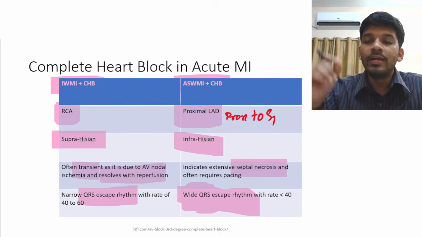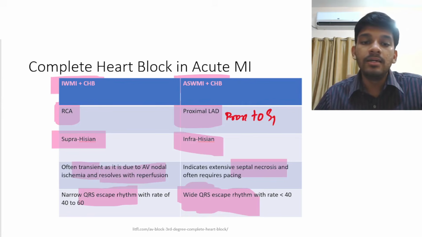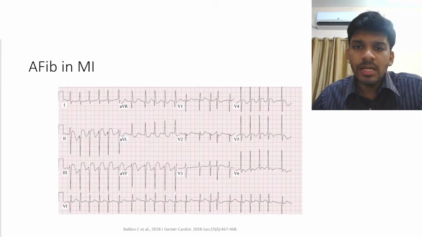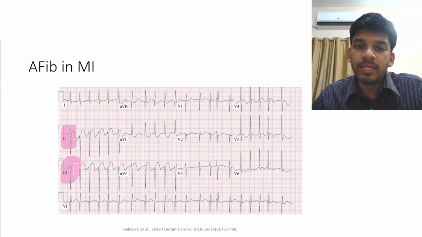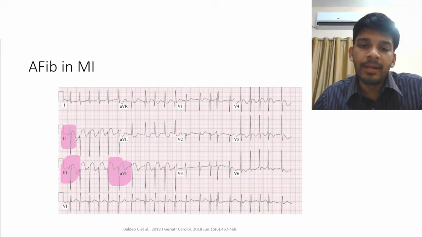So it is a more dangerous thing. That's why complete heart block in MI is an important topic. Small point on AFib and MI. So here what you can see is P waves are not well made out. ST elevations are seen in the inferior leads, in leads 2, 3 and AVF here. AVF and 3 are very prominent. And this indicates that there is atrial infarction in MI.